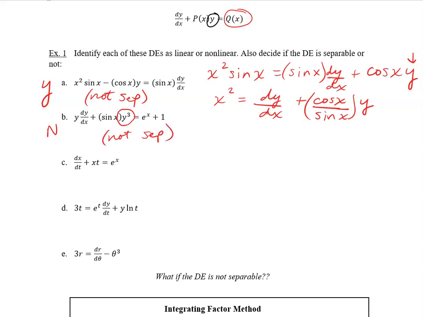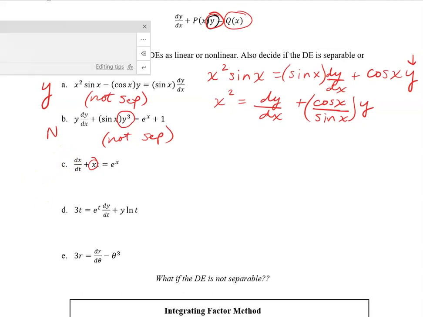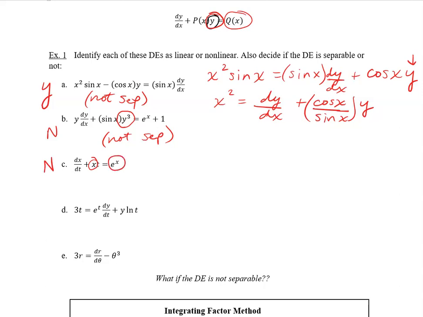How about letter C? We've got dx/dt. So x is now the dependent variable, so just keep that in mind. dx/dt equals xt. So x is that dependent variable. There it is, the dependent variable as a linear term. t is now the function of t, where it says q of x and p of x. Don't get confused, that's really now a function of t in this equation. Equals e to the x. And I would say this is a no as well. It looks like maybe at first glance it's going to work out, but the problem is, remember, x is the dependent variable. So this e to the x doesn't cut it.